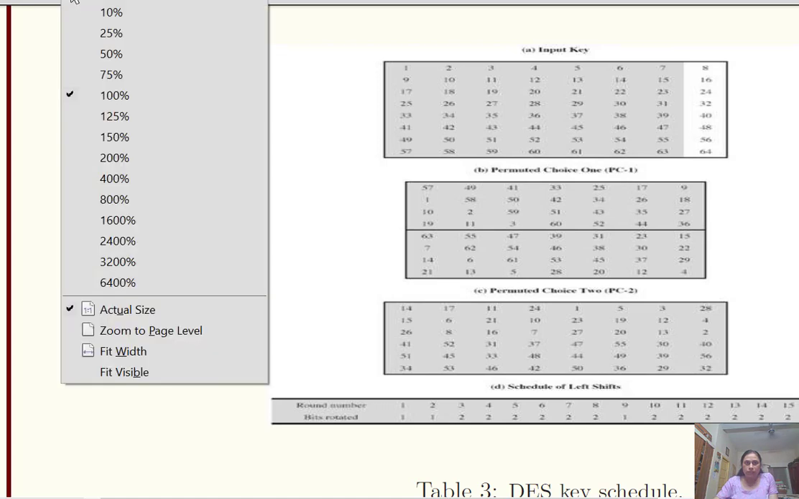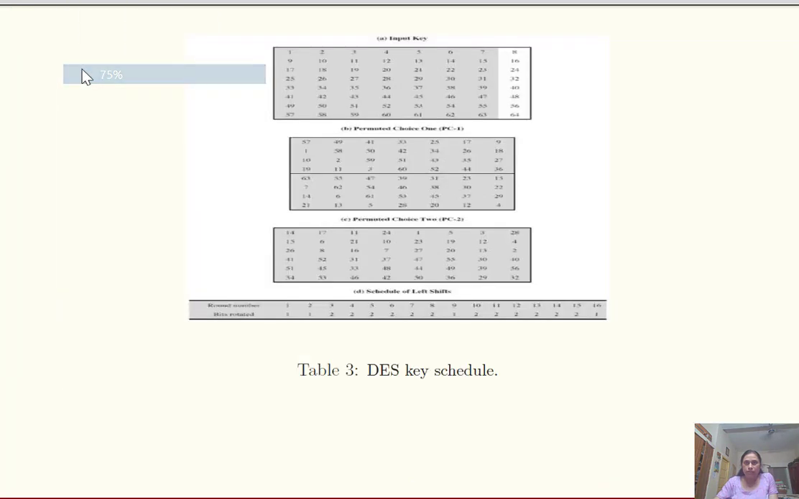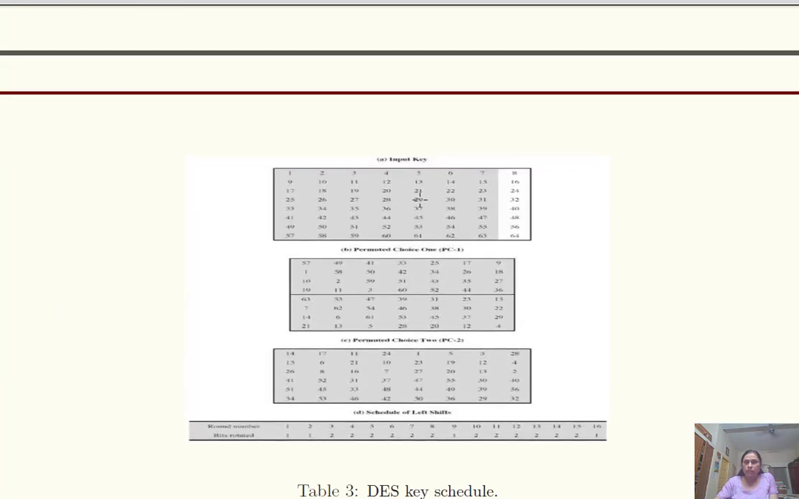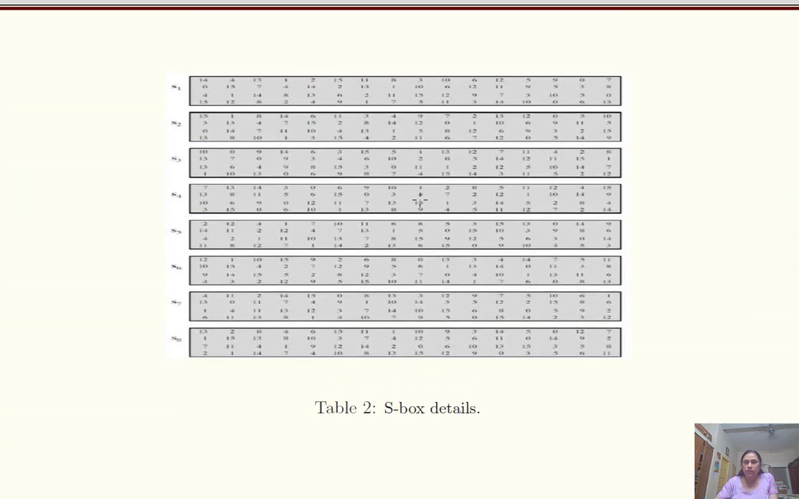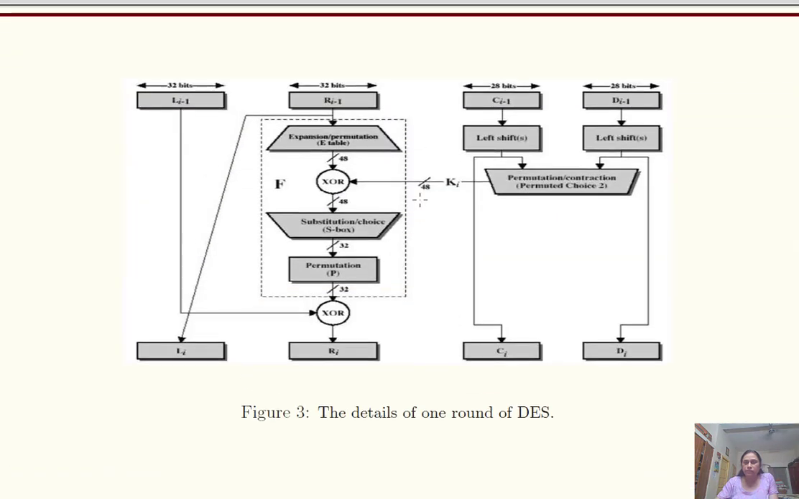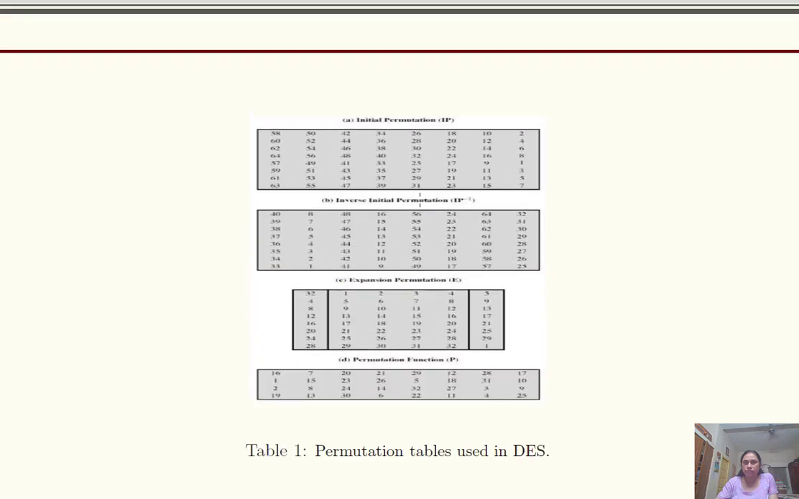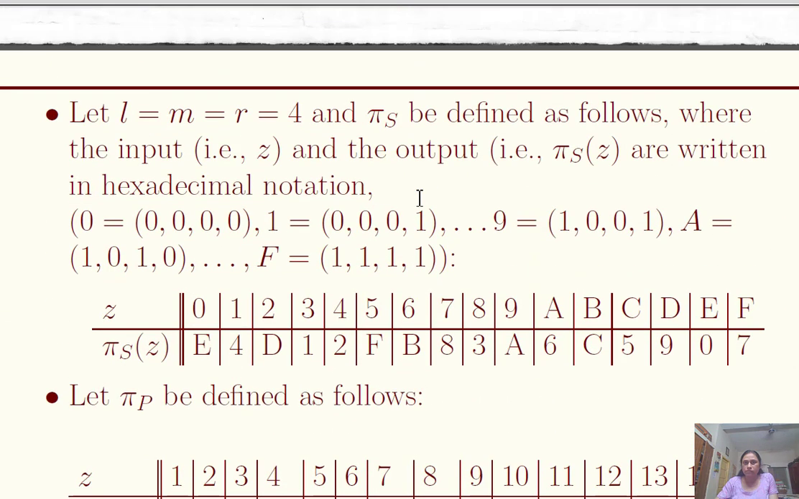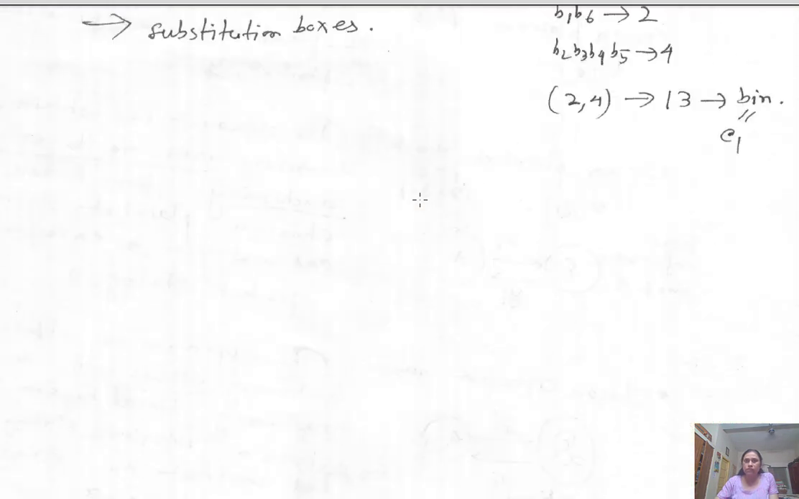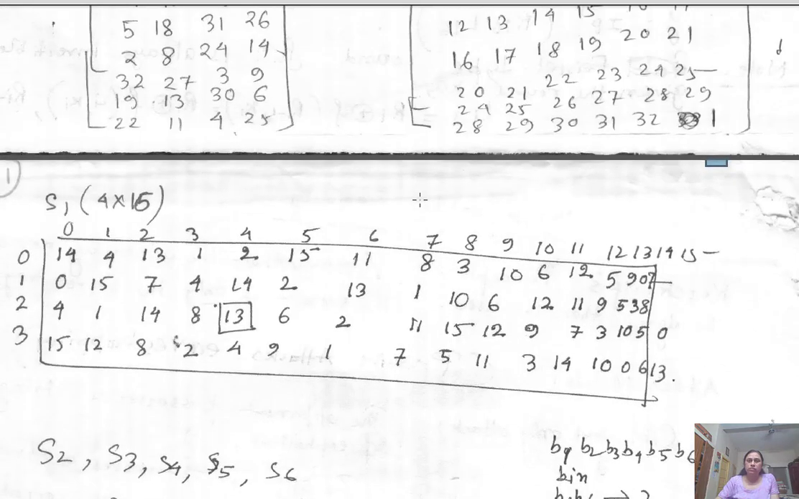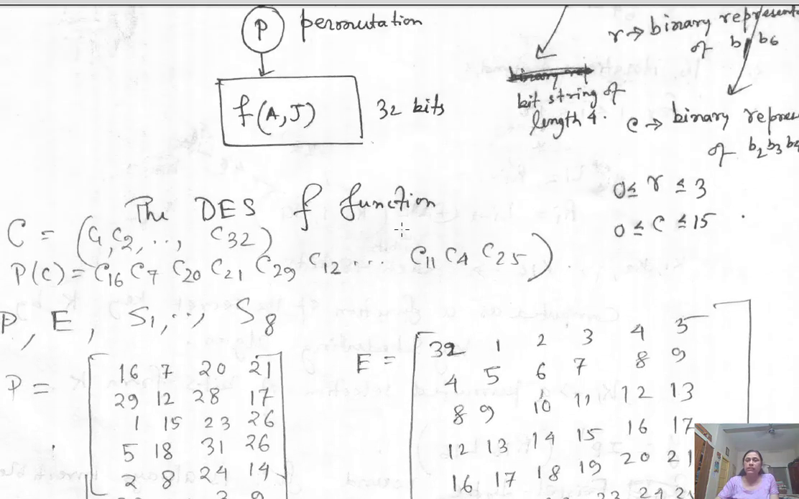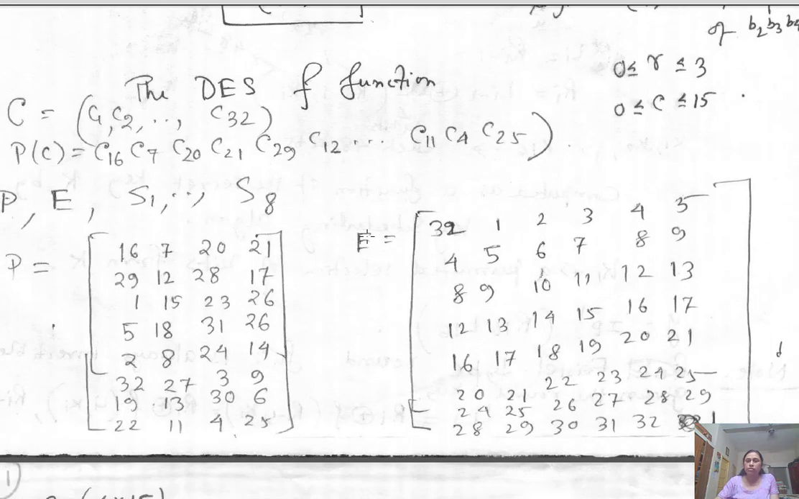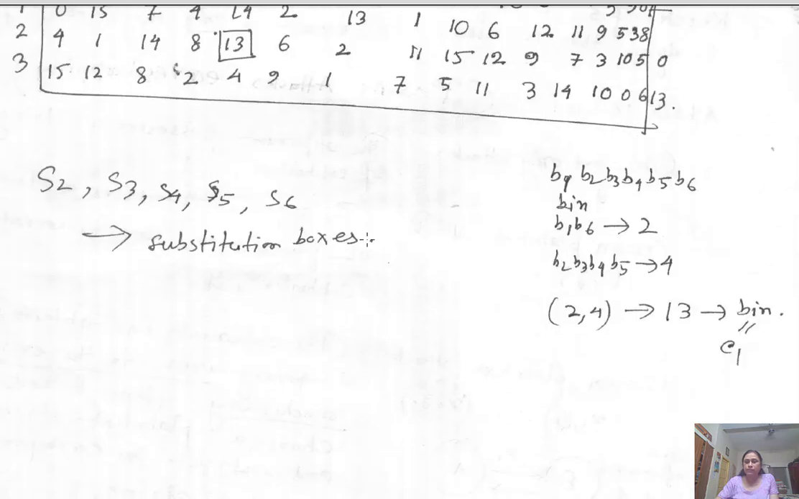So more or less I have completed DES. We have discussed SPN, and DES uses the rotor principle, which we have also discussed.